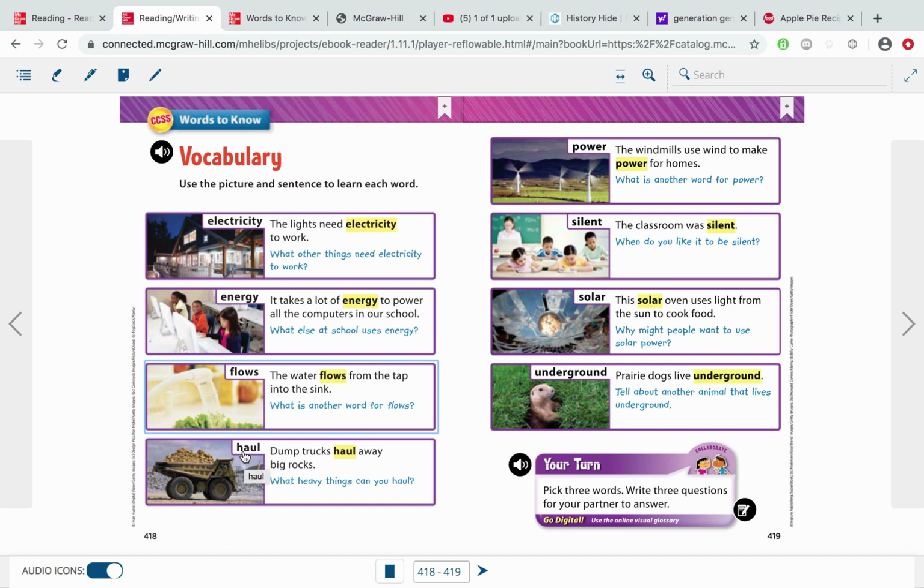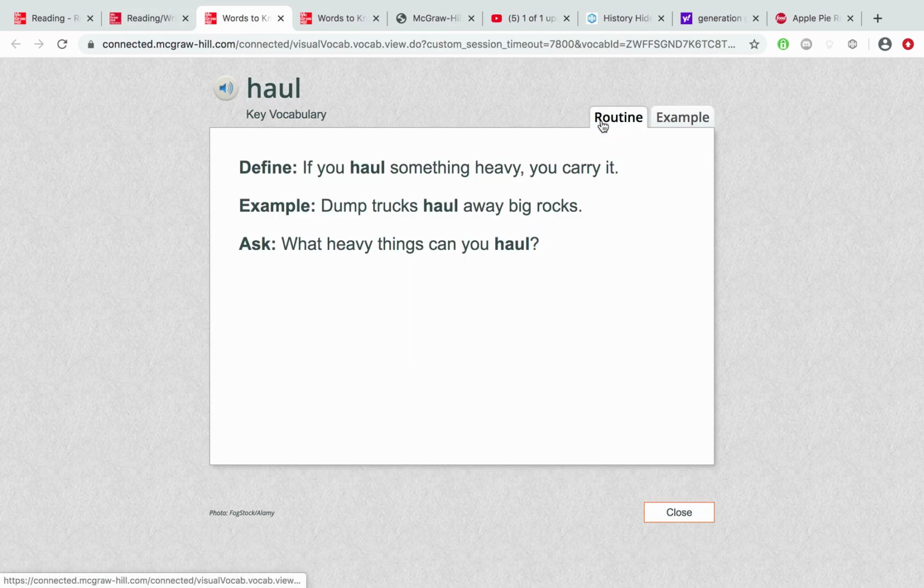Here's this next word. It's got A-U, aw, like faucet. This word is haul. Dump trucks haul away big rocks. The definition of haul: if you haul something heavy, you carry it.